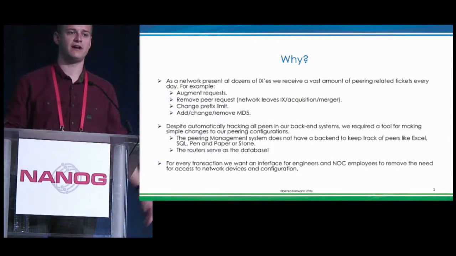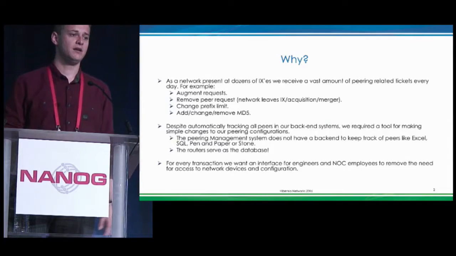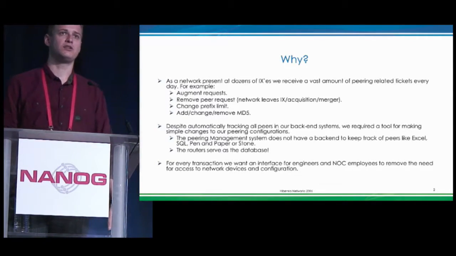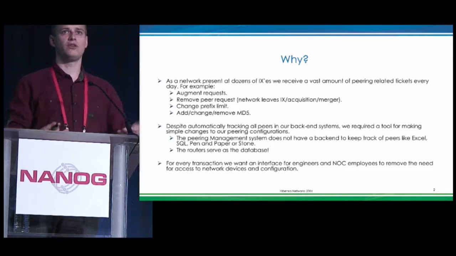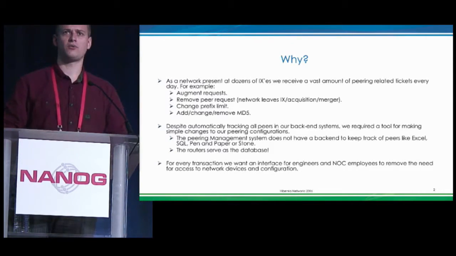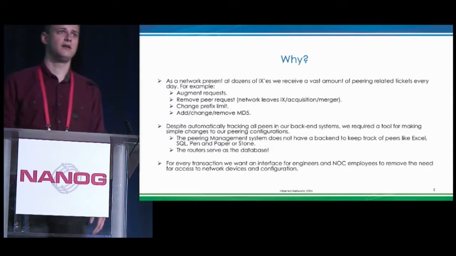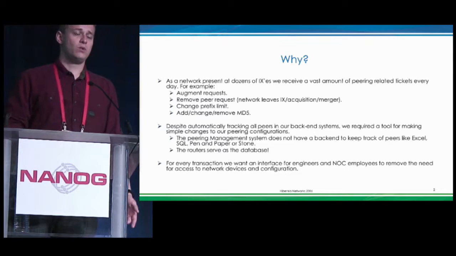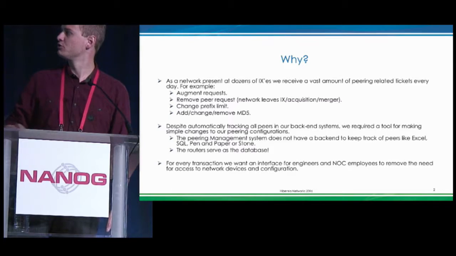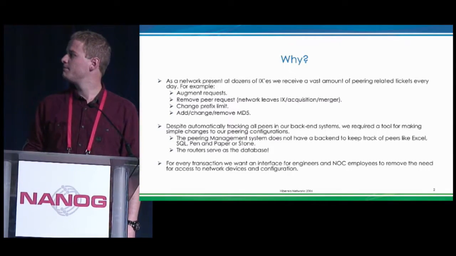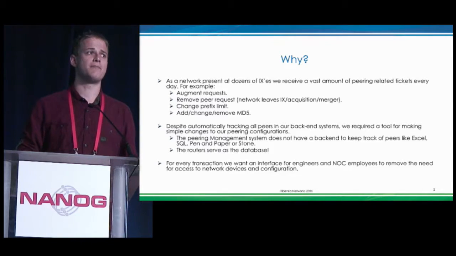Actually, the question is, why do we do what we do? As a network, we are present on a dozen IXs, and we get peering-related tickets every day: augment requests, remove peers, change prefix limits, or update MD5s. And we want our NOC to be able to do all this not by logging into the router, but through a graphical user interface where they can click in and manage the peers easily. So to do this, we built the peering management system. We also have the tools to track all our peers automatically. But the peering management system doesn't really have a backend, since the routers are the backend.